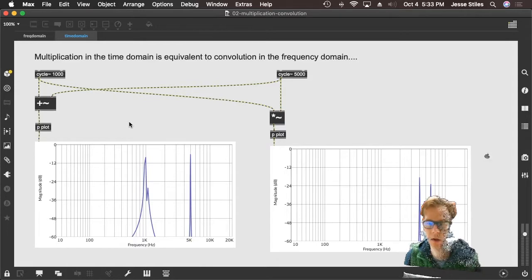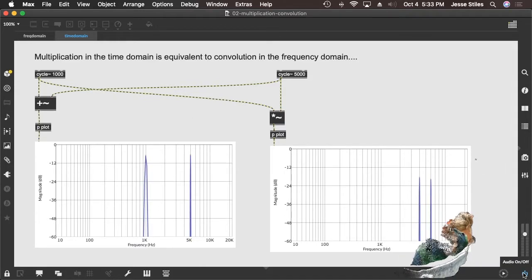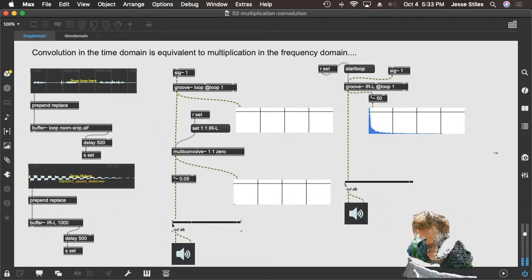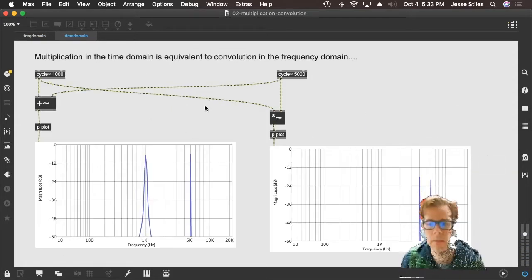So here we've got a couple oscilloscopes. Yes, you are. We know you're sitting in a room.